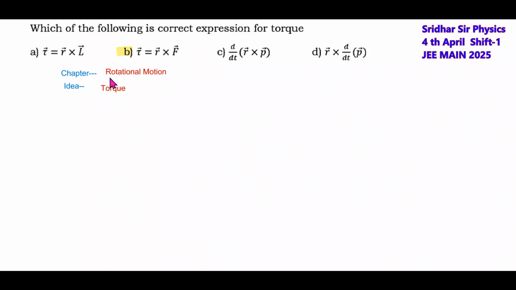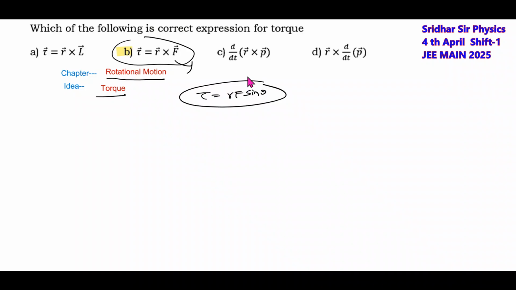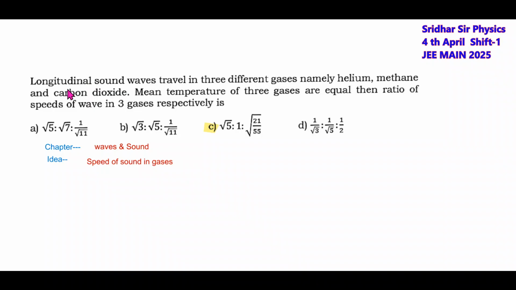The question is based on the chapter rotational motion. The idea of torque is there. I think there's a definition: torque equals R cross F directly. Fine, so I need to discuss it. By definition, torque equals R F sine theta. We'll move to the next question.